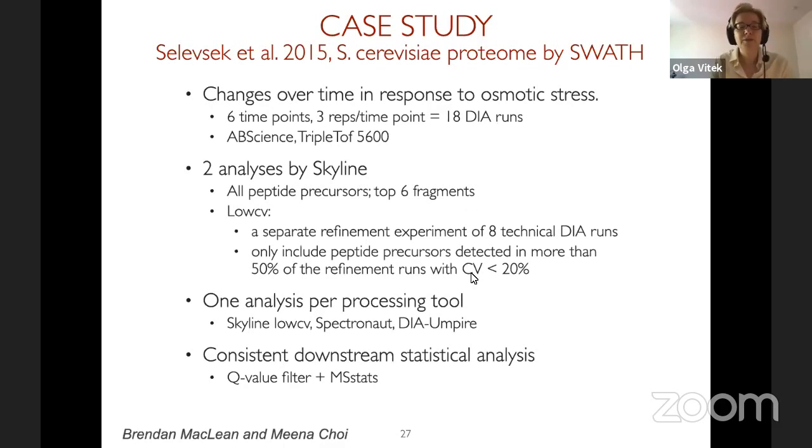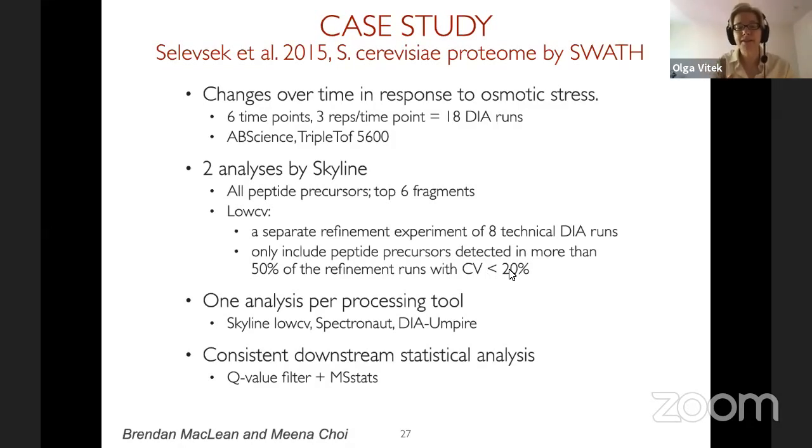18 DIA runs total. What was interesting about this experiment is that in addition to profiling the samples with DIA as usual, the experimenters did an additional study where they took one condition and ran the same sample over and over, eight times, just to understand how well each particular fragment can be quantified. So one sample, done eight times in a row. And then they took note of which peptide precursors were detected in more than half of these runs, which they call refinement runs, and which of them had coefficients of variation less than 20%.